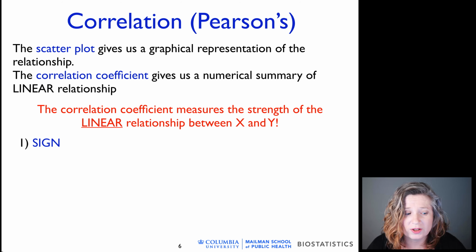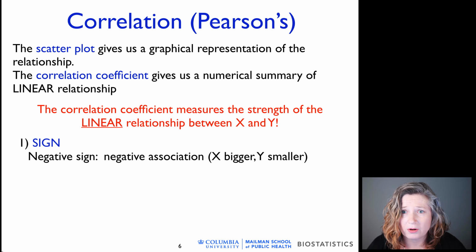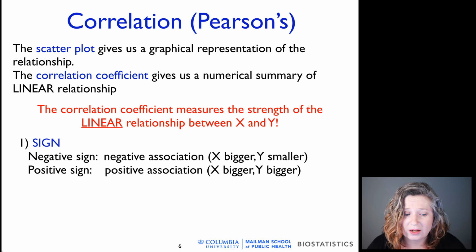One characteristic is a sign, and the sign of every number can be either positive or negative. Negative sign denotes a negative association: as x increases, y decreases. Positive sign then means positive association: as x increases, y increases also.